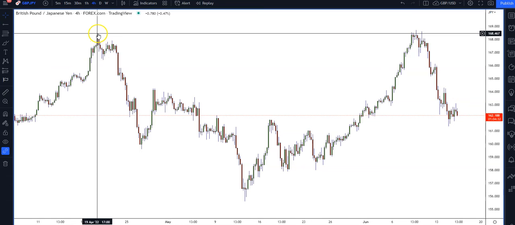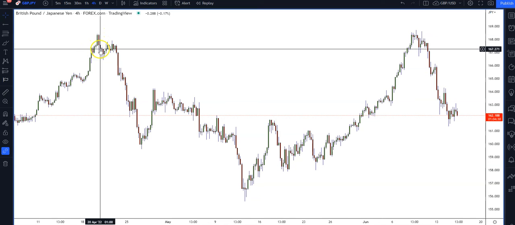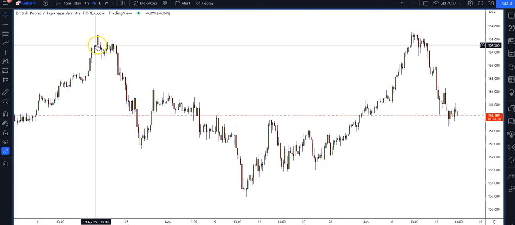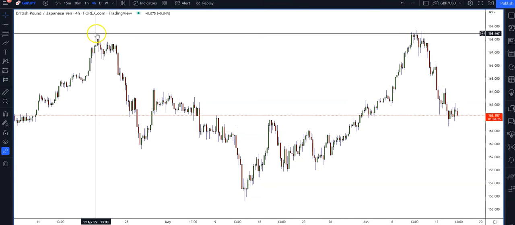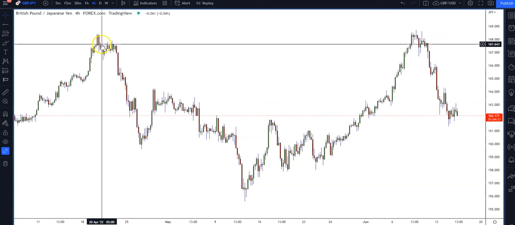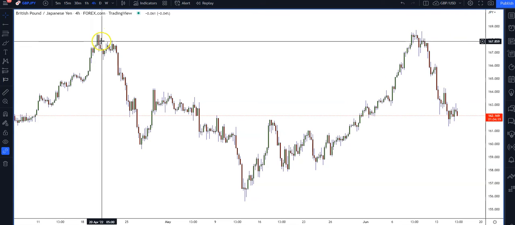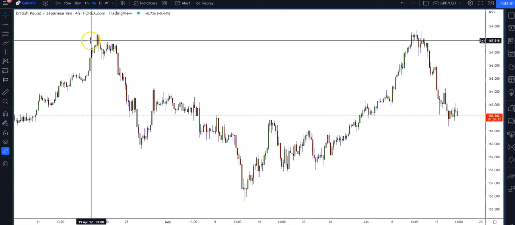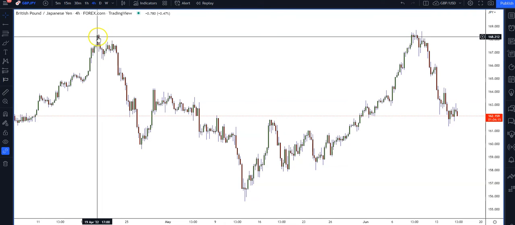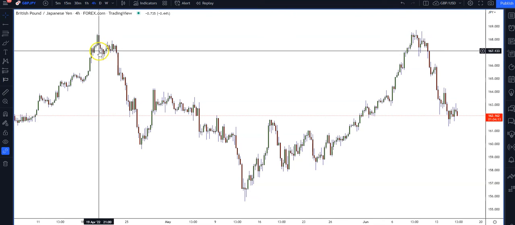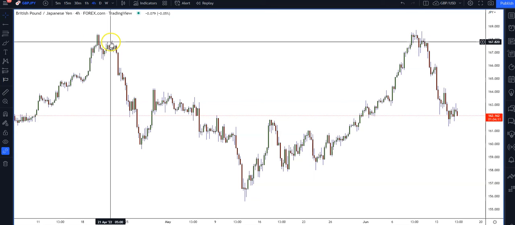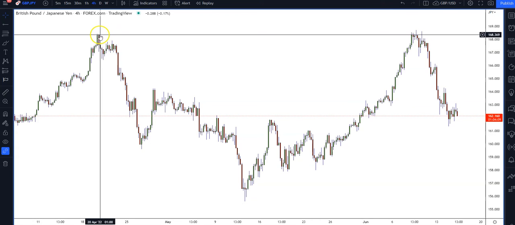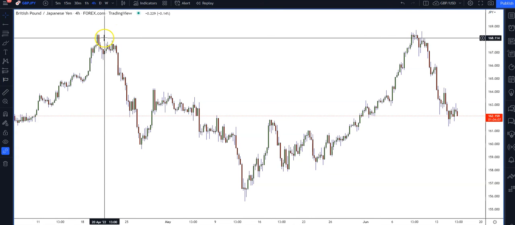So starting out over here, you see how this was pushed up. This was a nice little manipulation setup, a push up only to come down. That was only to get people to buy. And once that took place, it came down, took out the orders. And now as you see, the retracement, the higher high was never broken. So now that's market structure.